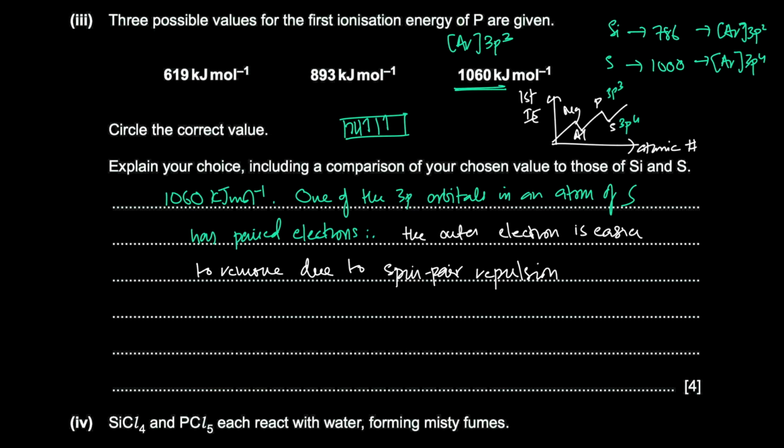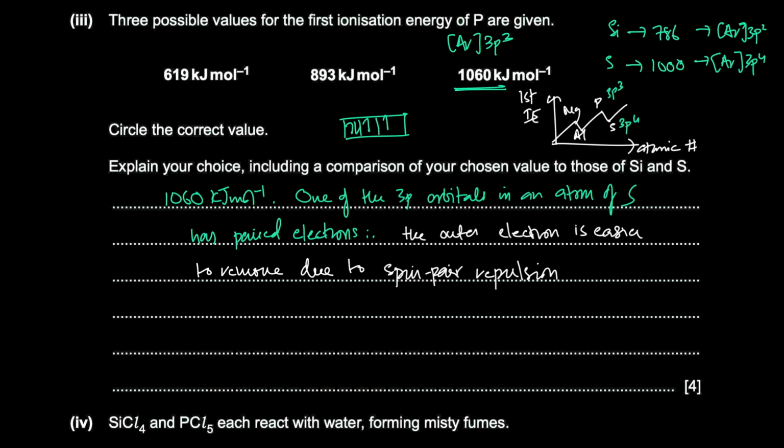And we also have to make a comparison to silicon. You have to make a comparison to both, because the question says include a comparison of your chosen value to those of silicon and sulfur. So we've explained why it's more than sulfur, and the reason why it's more than silicon is just the general trend, the general trend across the period.